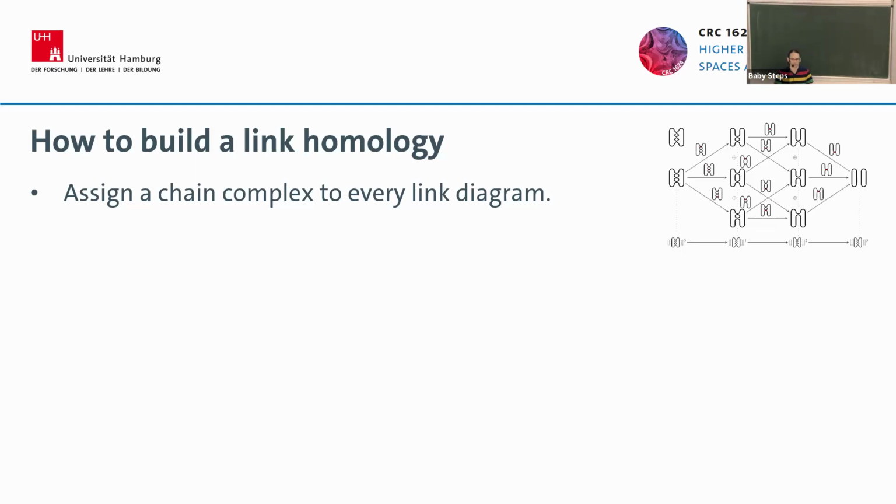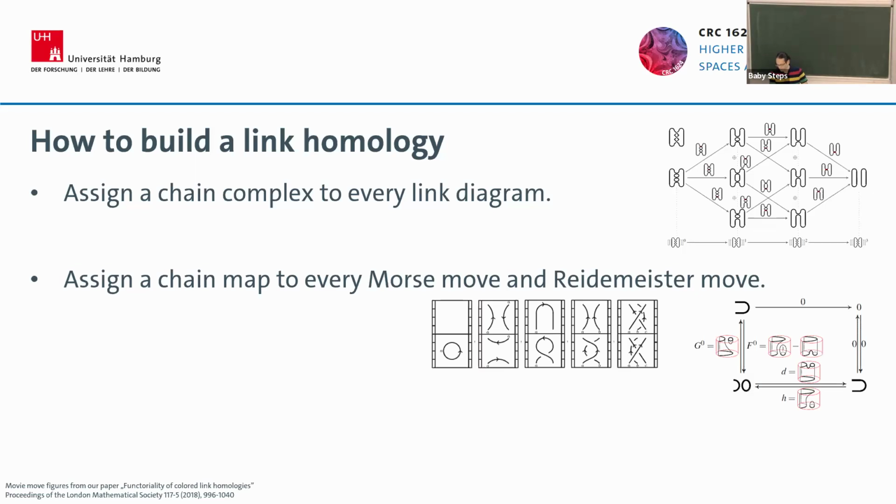So there's going to be an algorithm which is very similar to the algorithm that I computed here on the screen, but this time it won't compute a polynomial, it will compute a chain complex. Next step, to every Reidemeister move, you have to assign a chain map. And not only to Reidemeister moves, also to other changes of the link diagrams through Morse moves, where a little circle can be created or gotten rid of, or a little saddle happens. And to all of these things, you associate chain maps.